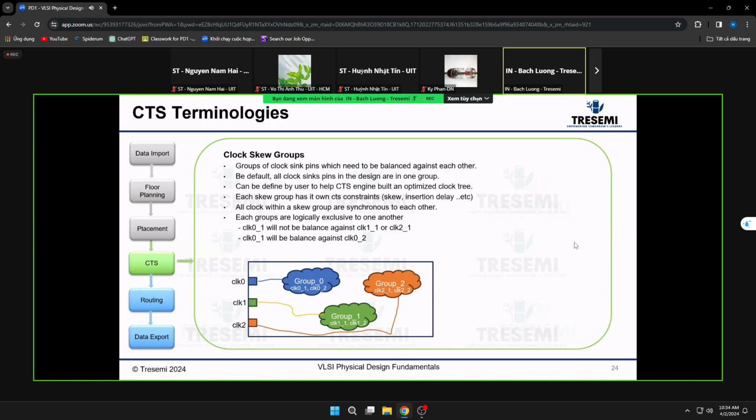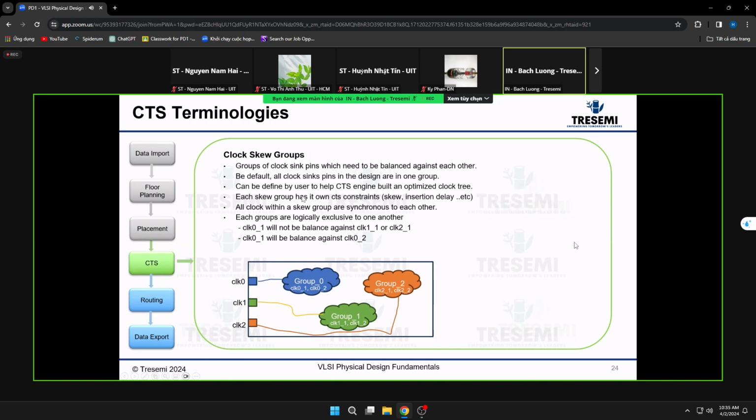Okay, now the next slide is clock skew group. I think we kind of alluded to the clock skew group earlier. So what is a clock skew group? Basically, it's a group of clock sink pins. We'll talk about clock sink pins. The clock pins of each of the flops are called sink pins, which need to be balanced against each other, meaning that we only balance a group of similar clocks, synchronous to each other, meaning they share the same clock source.